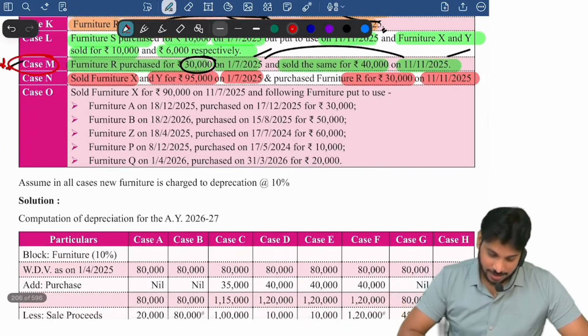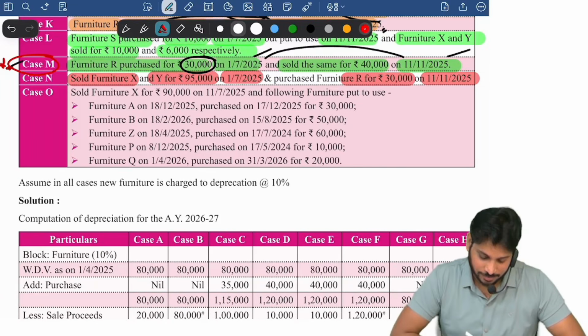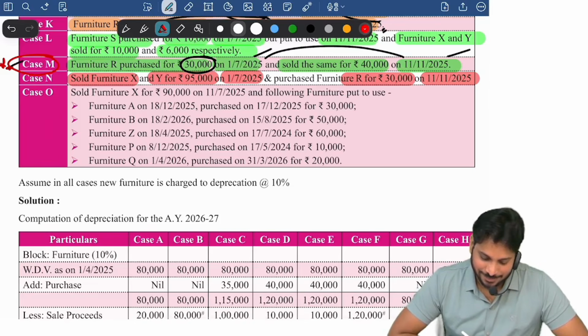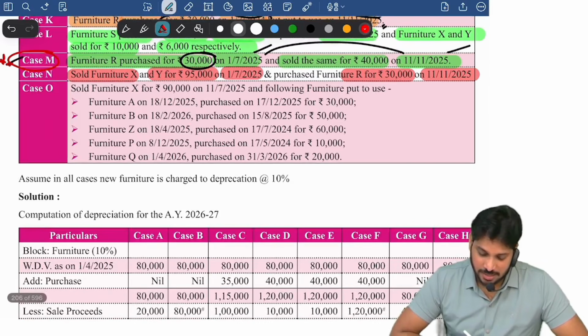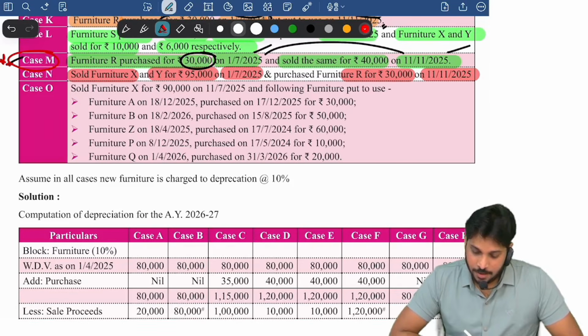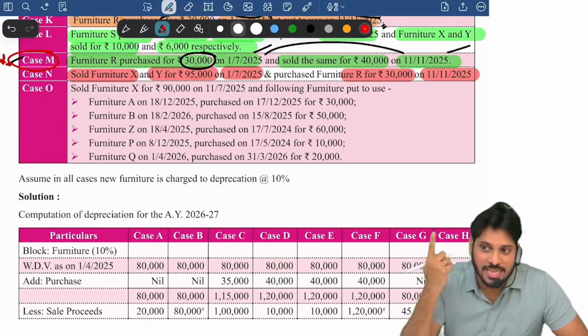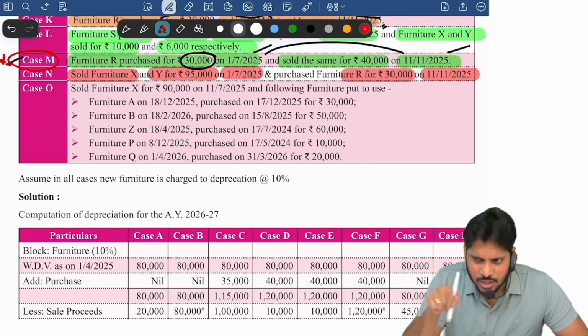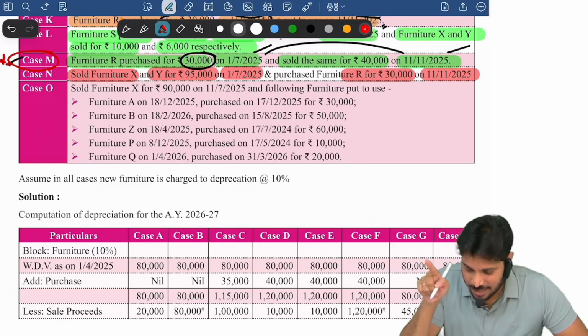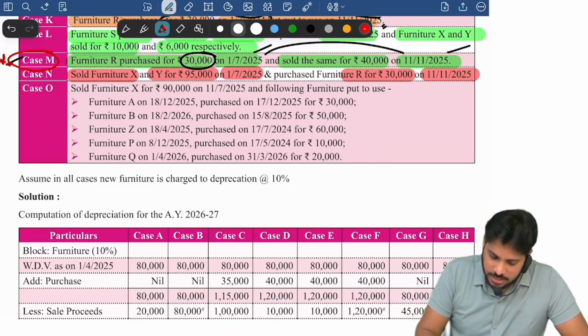Case number O. Now in the CMA material, tell me, whenever they put to use, in that year only they'll add it in the block. That's what we understood from K. Yes or no? Here you see, this is a completely new question.